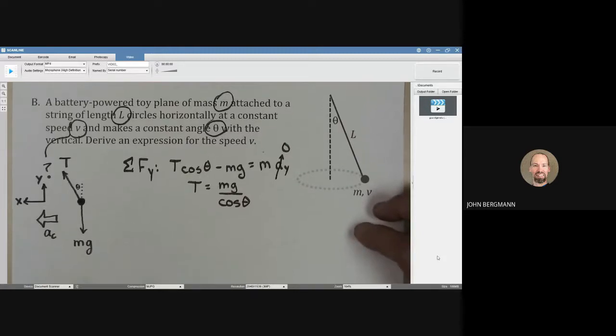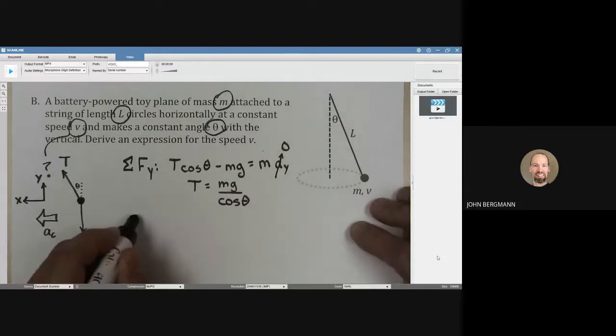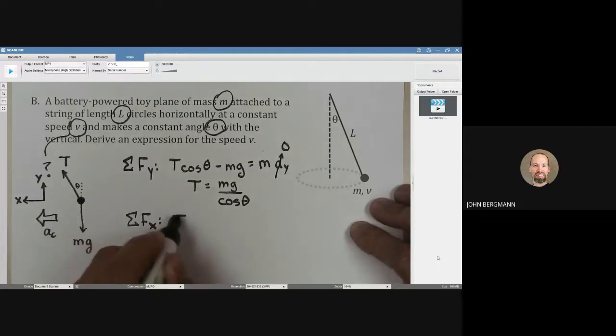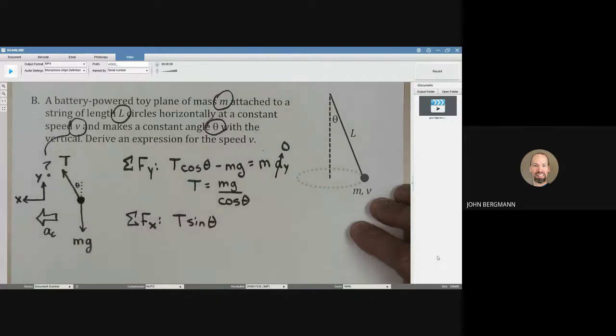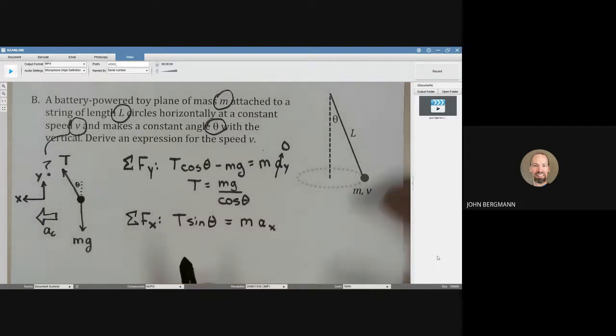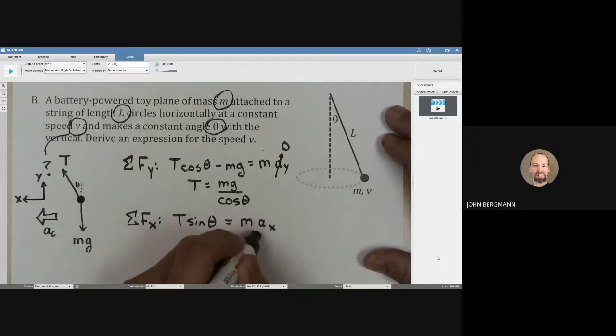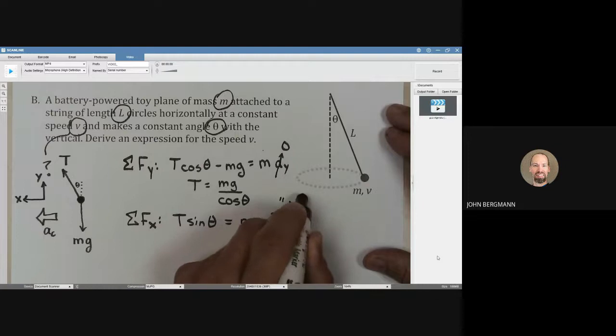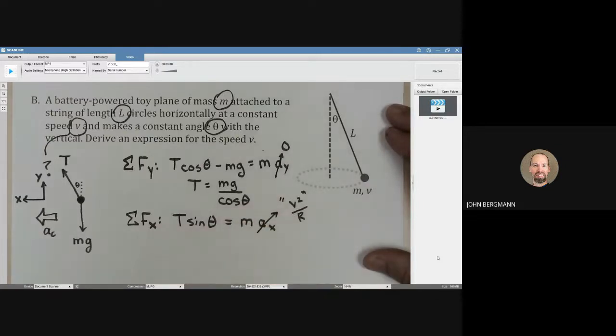Let's write a Newton's second law equation in the x direction. Let's sum the forces in the x direction. Well, the only force that's acting in the x direction, see what we've drawn over here on the left, is T sine theta. That's the only one that's acting in the x direction. So that is the net force in the x direction, and that should equal the mass of the object times the acceleration in the x direction. Now, the acceleration in the x direction is generically, isn't this right, I'll put these in quotes, v squared over r. That's what it is.